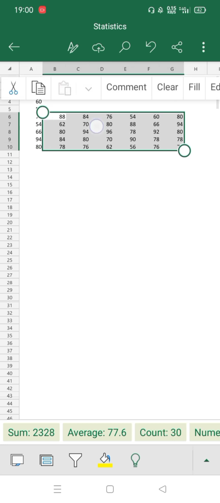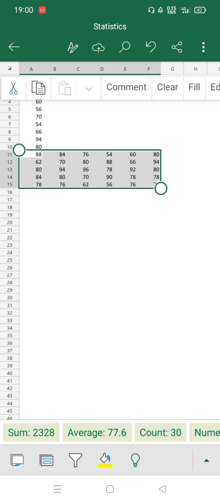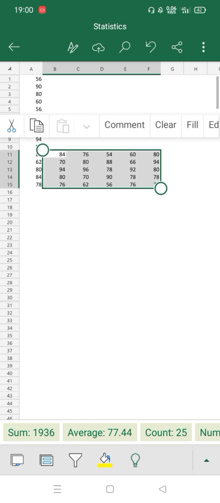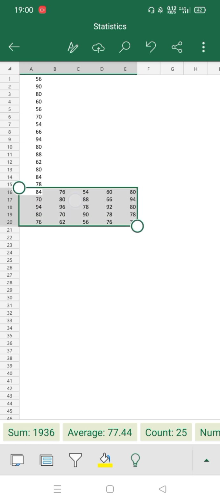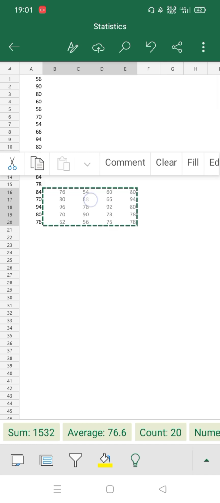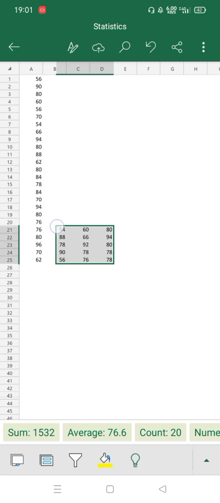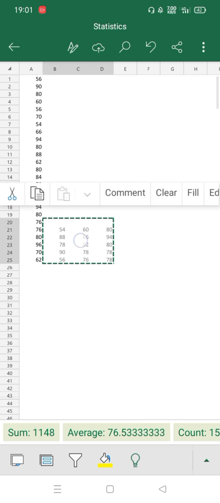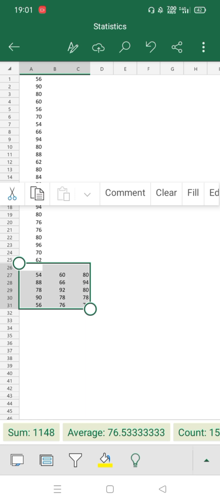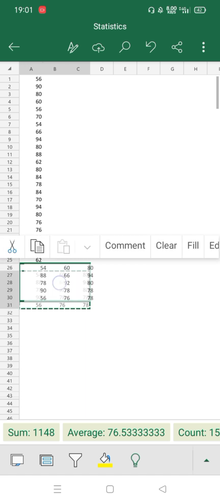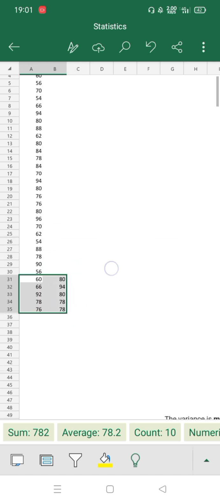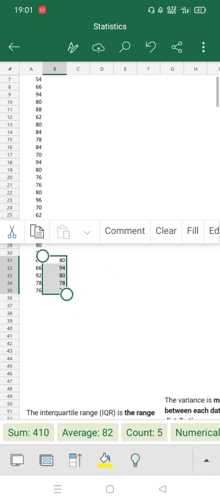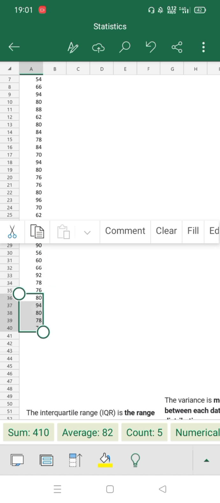For information, I do this task on Android, so this is a share screen, like a screen recorder. Just doing this slowly and surely. Okay, and 31 until 35, and the last one 36 until 40.